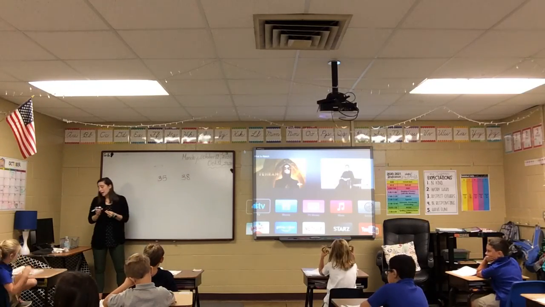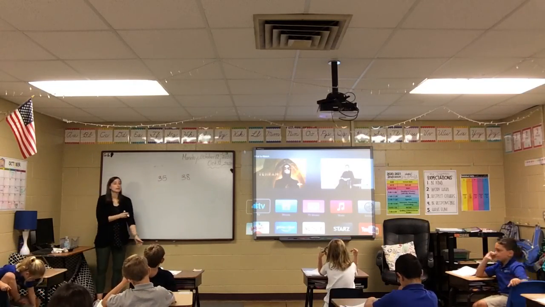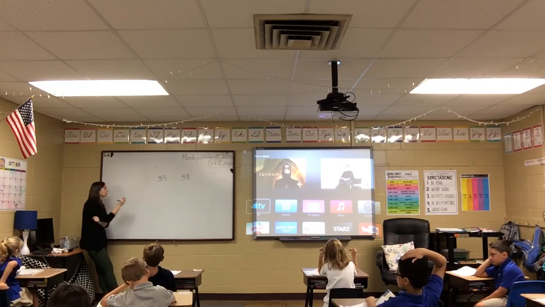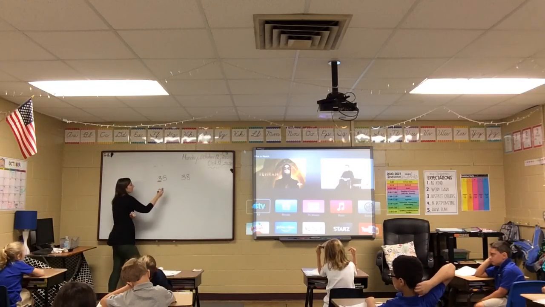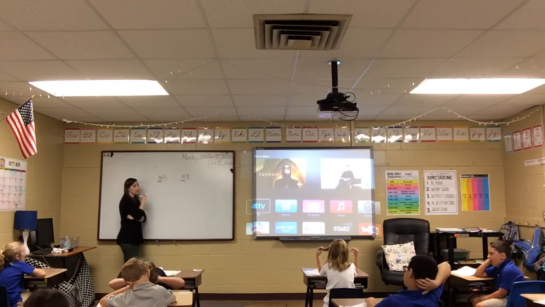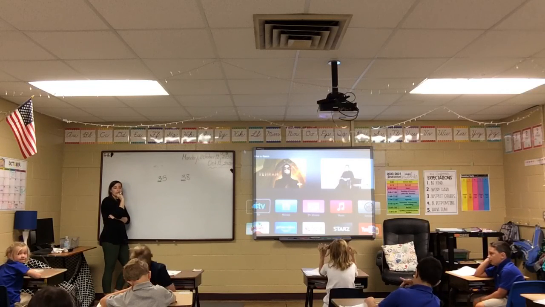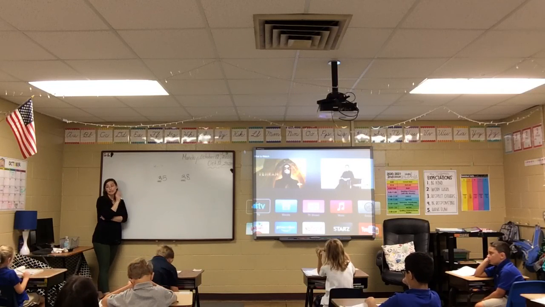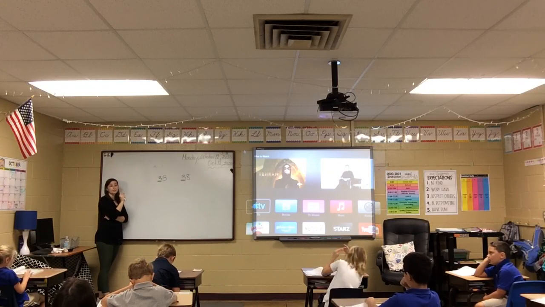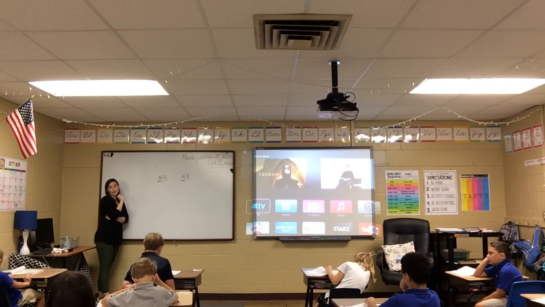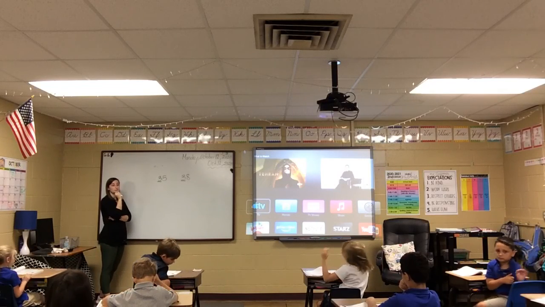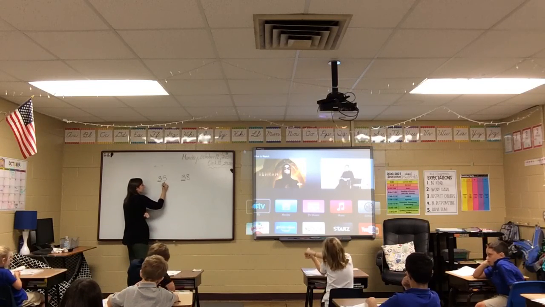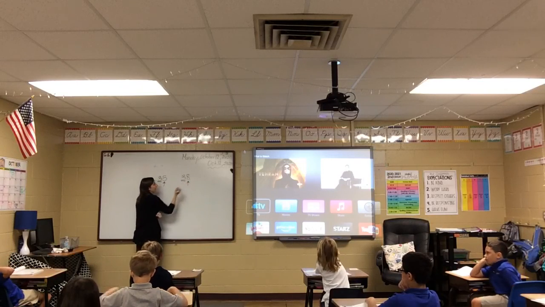So what number in these two numbers are we going to look at first? The 3. We're going to look at the tens place first. Is one more than the other? No. So far they're the same. So now which one are we going to look at? The 1. Now we're going to look at the ones. We have a 5 and an 8.